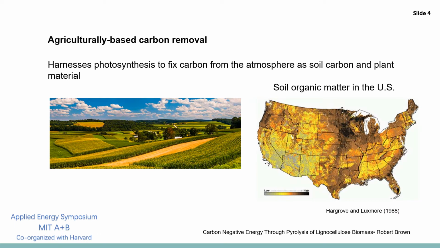And I'd like to particularly concentrate on agriculturally based carbon removal. This is the notion that we harness photosynthesis to fix carbon from the atmosphere as soil carbon and plant material. Now, this map shows soil organic matter in the U.S. In the state of Iowa, we see a very dark region, which indicates there has been a lot of natural sequestration of carbon dioxide in the soils as soil carbon.